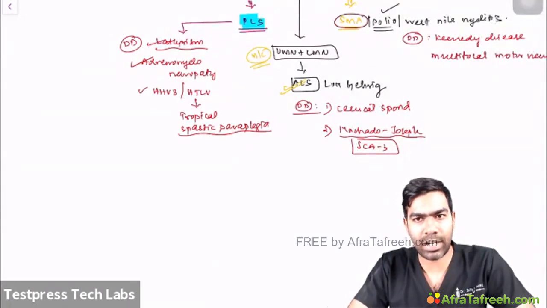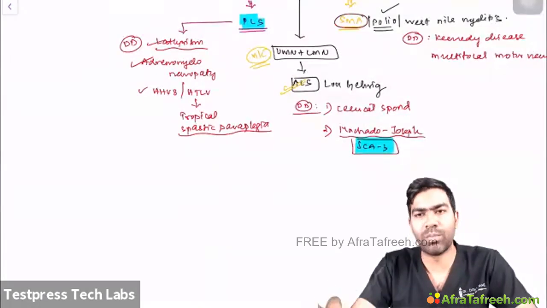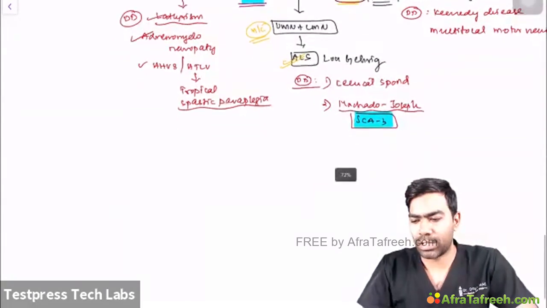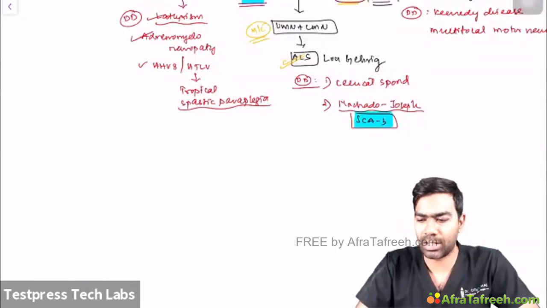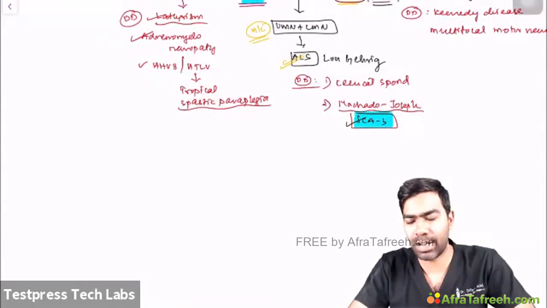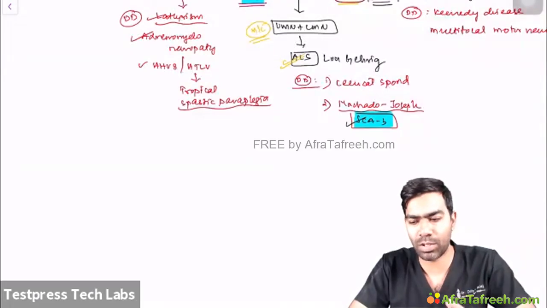So why is this Machado-Joseph important? Because spinocerebellar ataxia type 3 is supposed to be the most common type of spinocerebellar ataxia in the country, in India. There are 30 to 40 different types of spinocerebellar ataxia. Among them, SCA3 is the most common type in India, where they will show upper motor neuron features. Along with that, cerebellar problems also will be there.